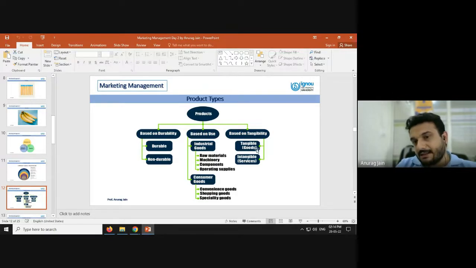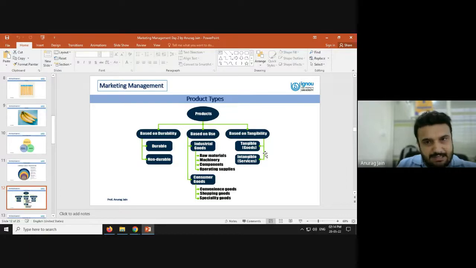And the third category is based on tangibility. How tangible are the goods, and intangible are the services. So there can be a combination of tangible as well as intangible. If you are buying a car, you are buying something tangible, but there are some services which you are going to get after buying that car, which will be intangible. So it can be a combination of both, or it can be completely a product or completely a service.